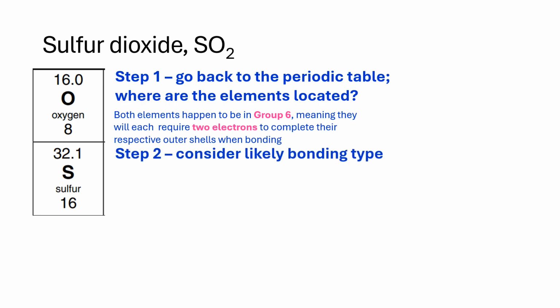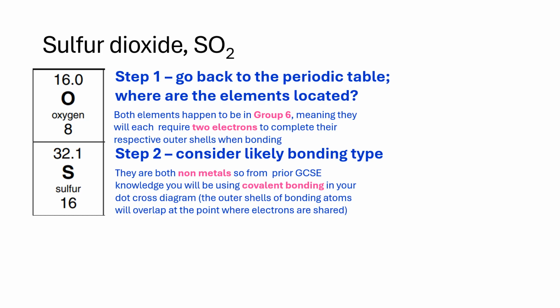The second step is to consider the likely bonding type. Now, because they're both non-metals, from prior GCSE knowledge, you can assume you're using covalent bonding in your dot-cross diagram, which means the outer shells of the bonding atoms will overlap at the point where electrons are shared.